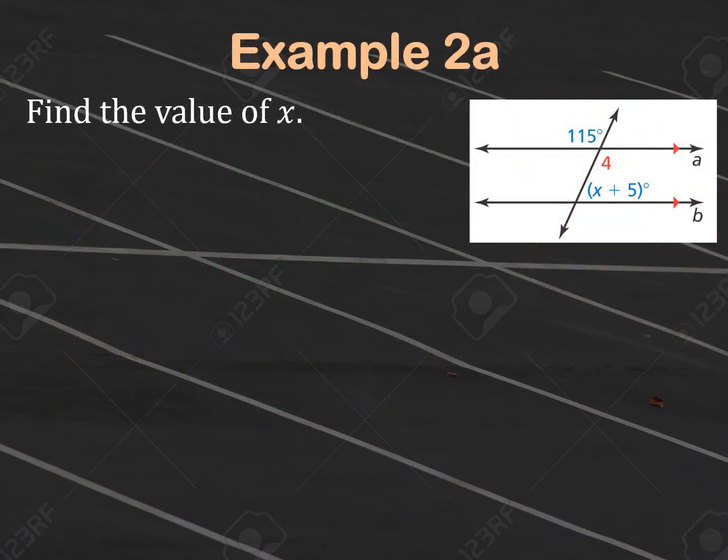Example 2a, we're going to try to find the value of x. So you see that the angle is x plus 5. So how do we do this? Well, let's figure out what angle 4 is. Angle 4 is 115 degrees because it is a vertical angle to the original 115 degree angle.